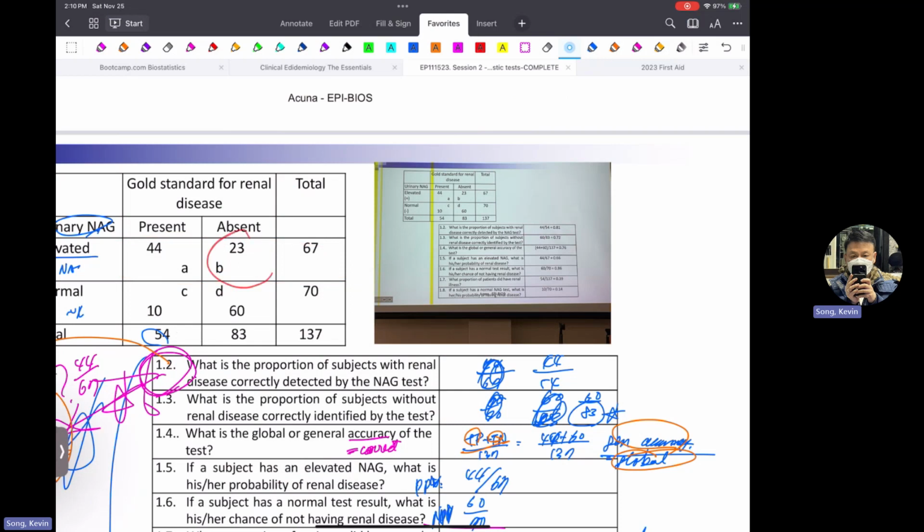If you get a positive test, what's the probability that you really have the disease? That's the positive predictive value. And if you have a positive test result and you don't have the real disease, what does that mean? That's the false positive rate.